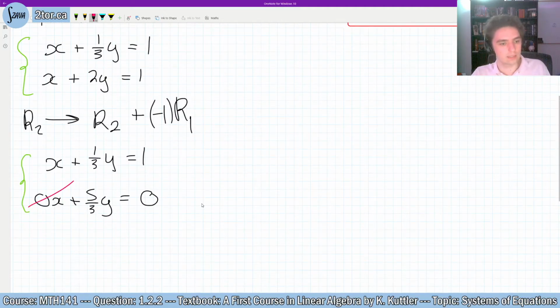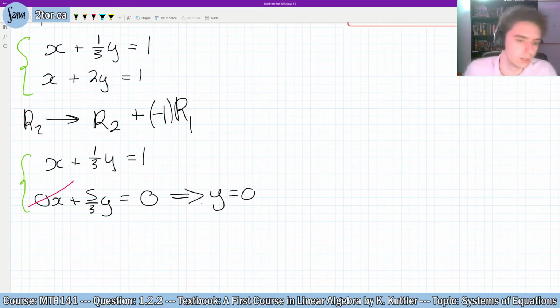Well, 0x is nothing. 0 times anything is 0, so that's just always 0. And we have 5/3 y equals 0, which implies that y equals 0. Right? What number do you multiply by 5/3 to get 0? Only 0. So we learn now that y equals 0. The solution to our system has a y value of 0.